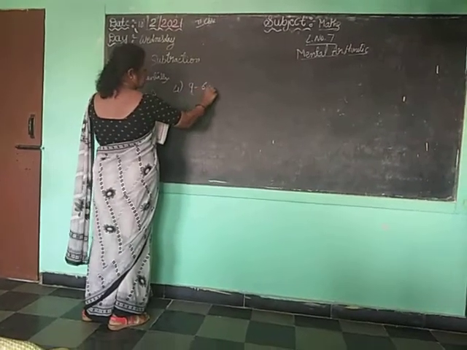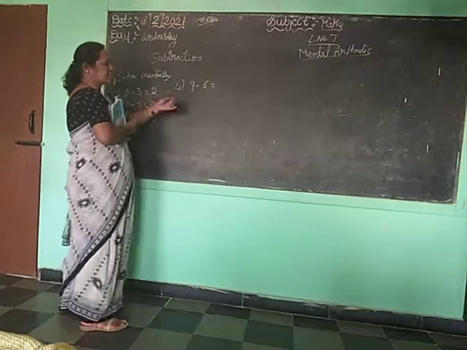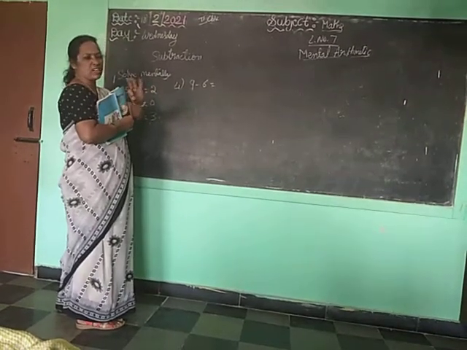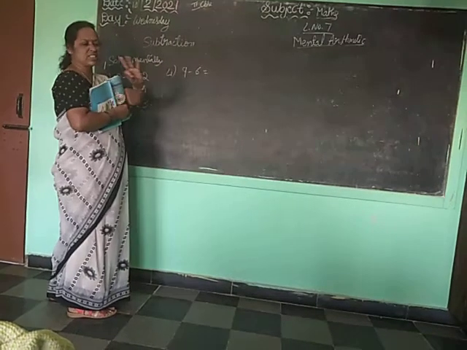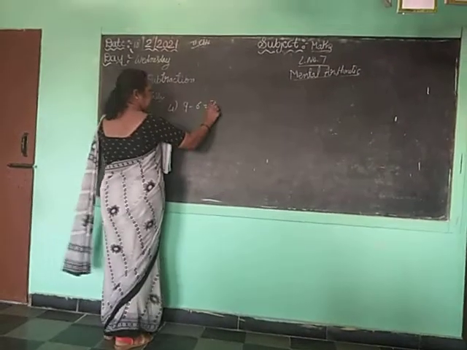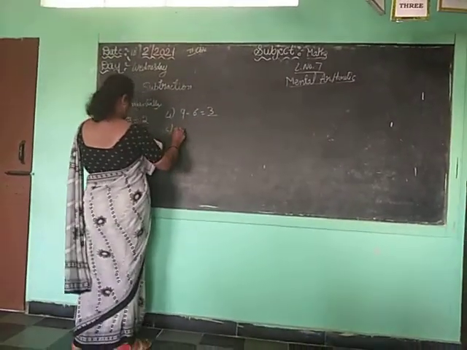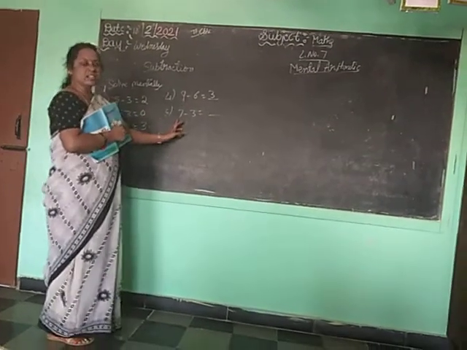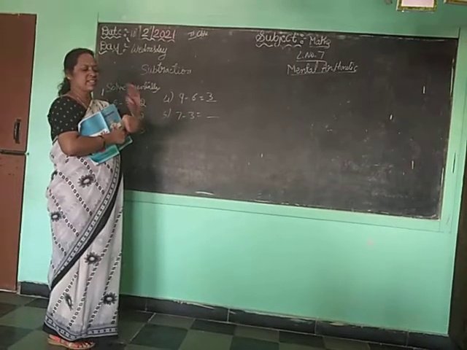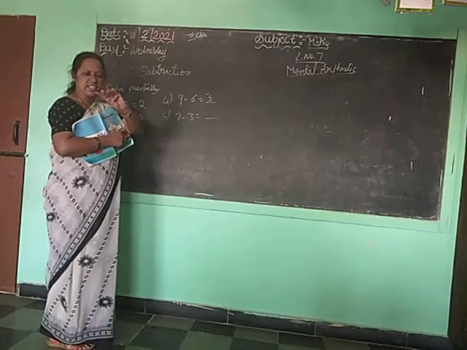9 minus 6. After 6, 7, 8, 9. How much? Forward count after 6. 7, 8, 9. Till 9. How much is this one? 3. 9 minus 6 is 3. 7 minus 3. After 3, count till 7. 4, 5, 6, 7. How much? 7 minus 3 is 4.